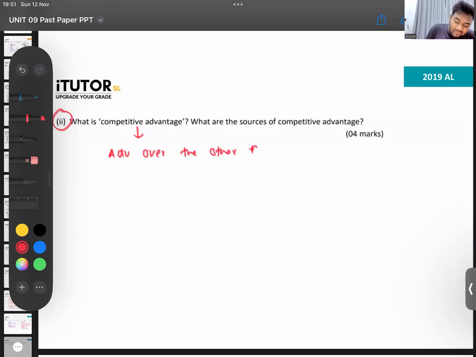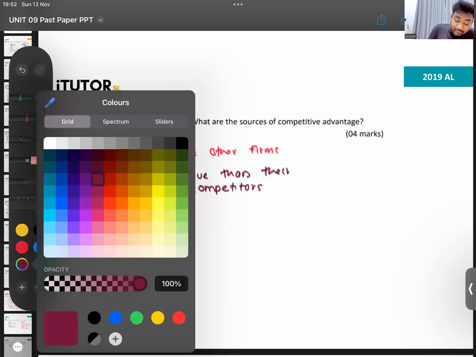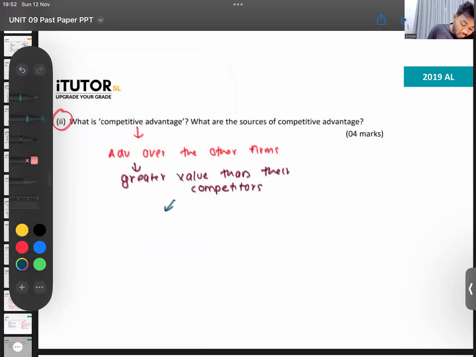How do they have an advantage over the other firms? Because they can provide higher value. The firms can provide greater value than their competitors. You tell me, Lamai, how can you provide greater value than your competitors? There are 2 ways that you can provide greater value. One is a cost advantage. How can you provide greater value that way?